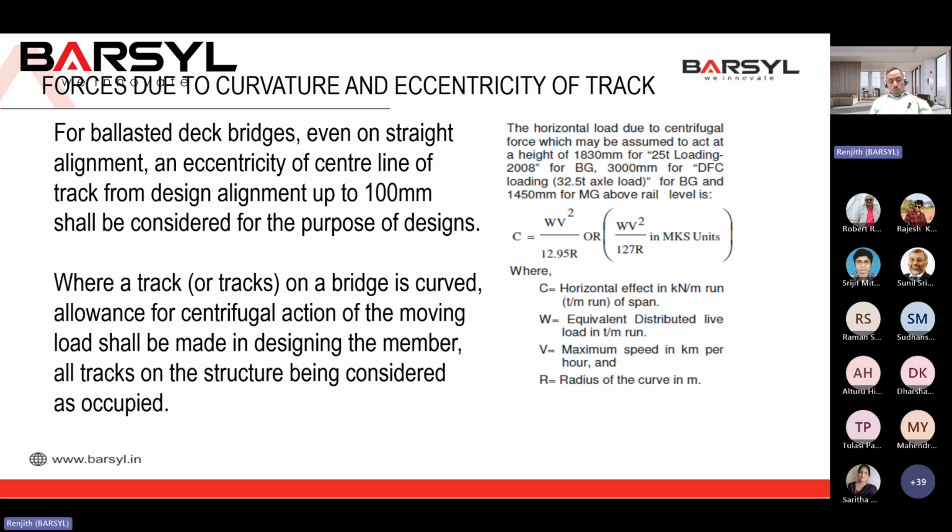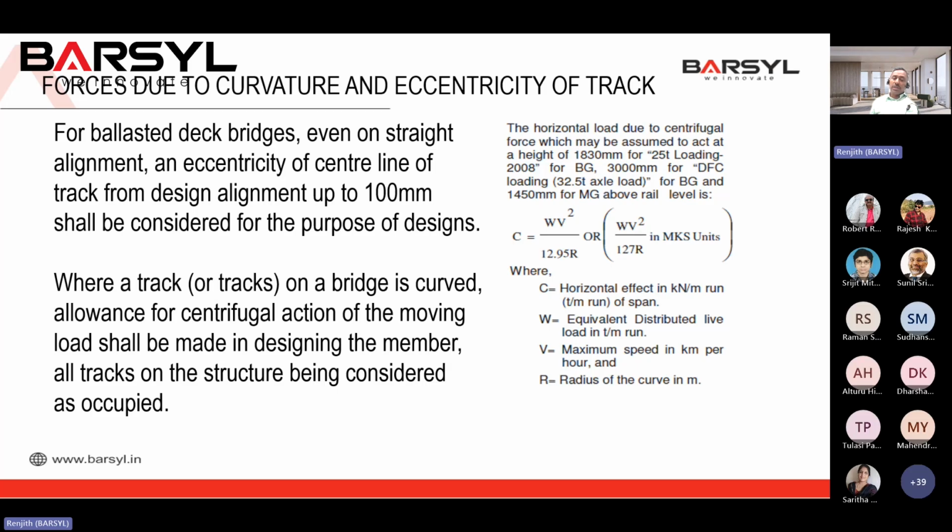And due to curvature, if the alignment is not in a straight path, there will be a lateral force depending on the curvature. So mv square by 127 r is the equation to calculate that lateral force due to curvature. Where the lateral force acts is clearly mentioned in the code: the horizontal load due to centrifugal force may be assumed to act at a height of 1.83 meters for 25-ton loading, and for DFC loading, it is 3 meters. This is about the load due to curvature of the track.